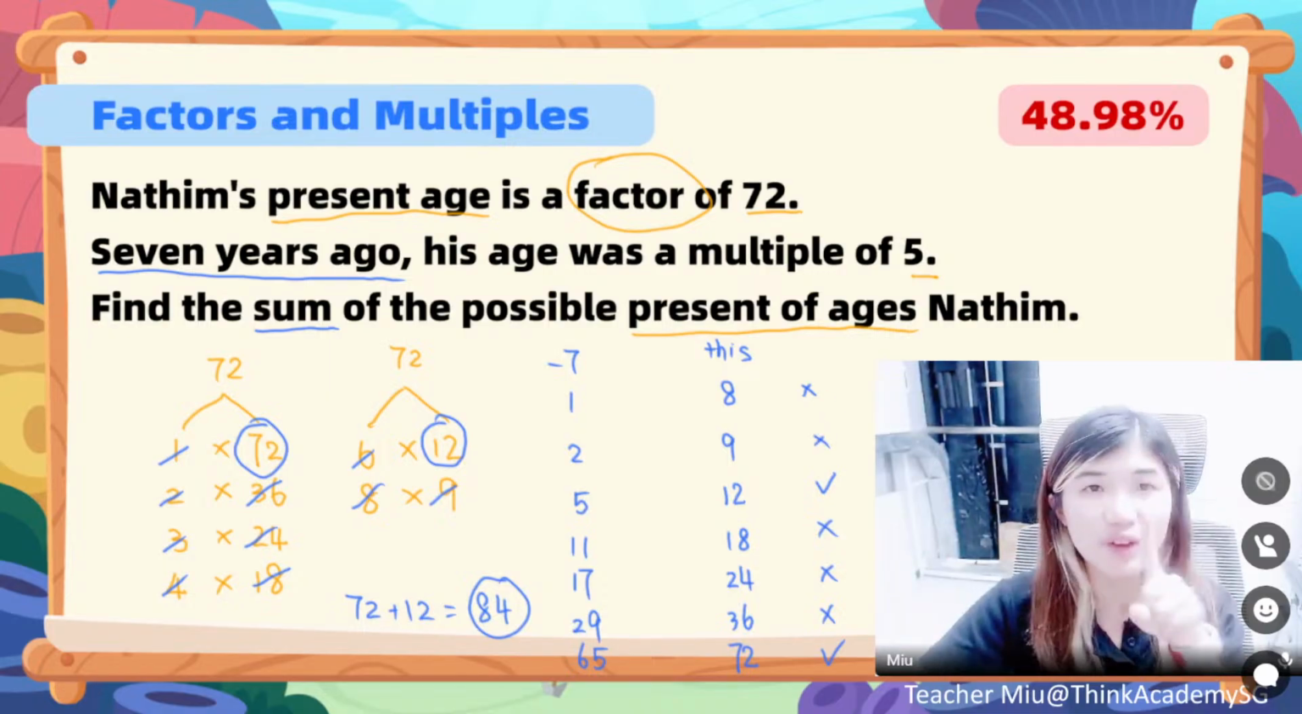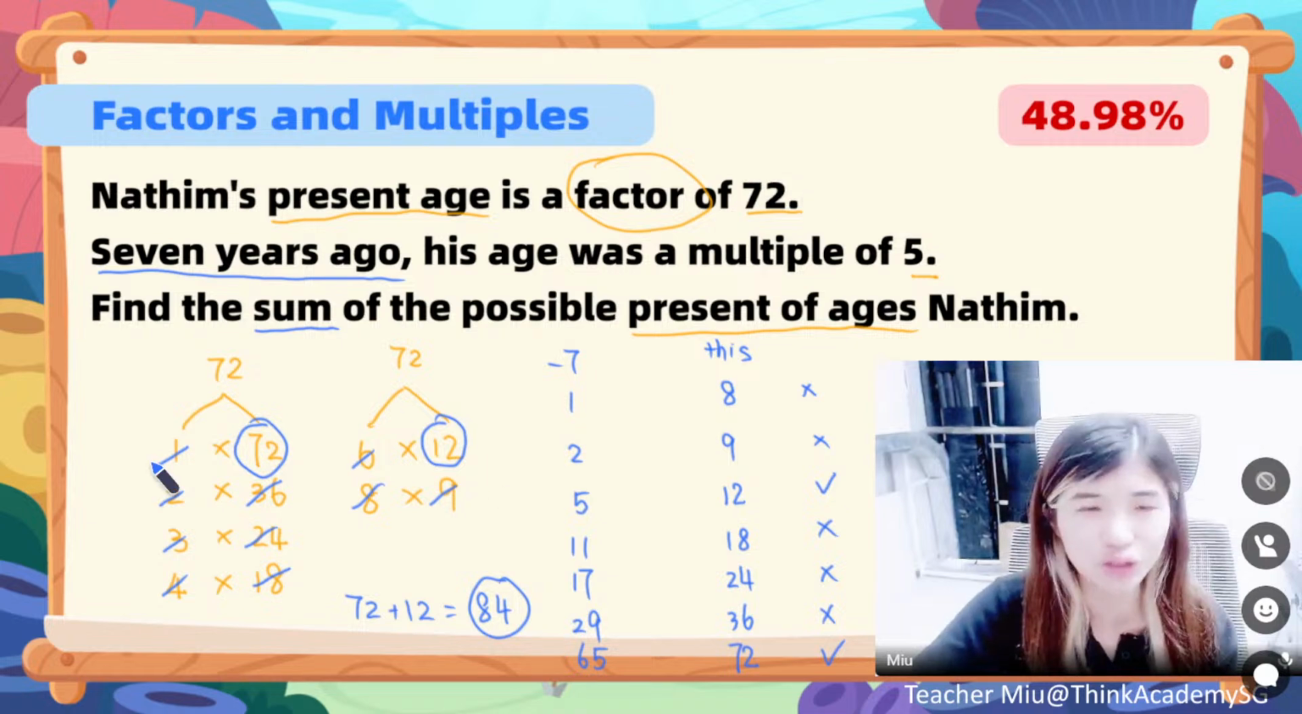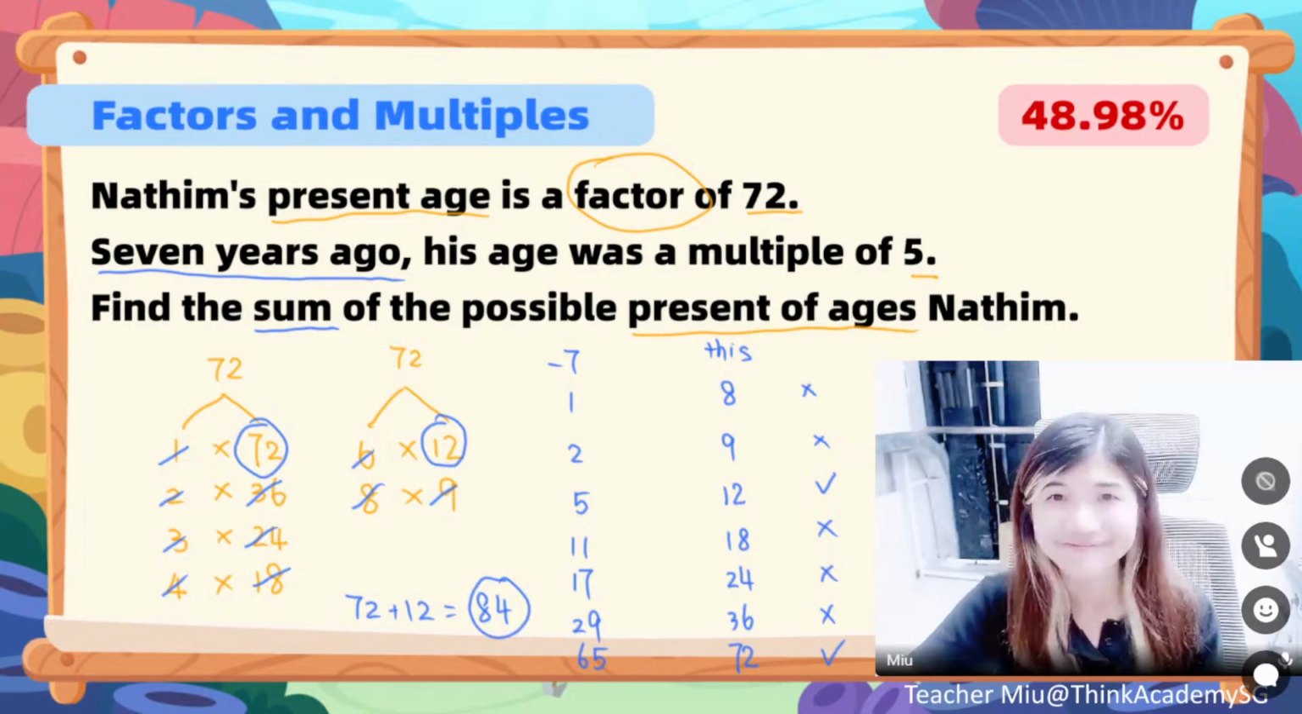This is a very, very tricky question, since it requires you to find the factors of 72, which has a lot, and at the same time, you need to know how to get the multiples of 5. Thank you so much.